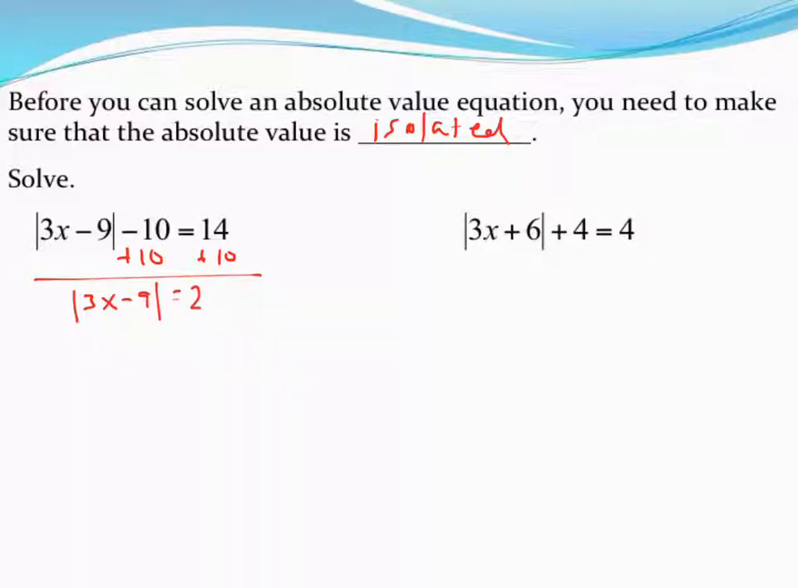So add that 10 to both sides and we get this. Now that my absolute value is isolated, meaning it's the only thing on that side of the equation, we can go ahead and split to get our two answers. Remember, one of your splits is the exact same as the original problem, just drop the absolute value bars. So 3x minus 9 equals 24.